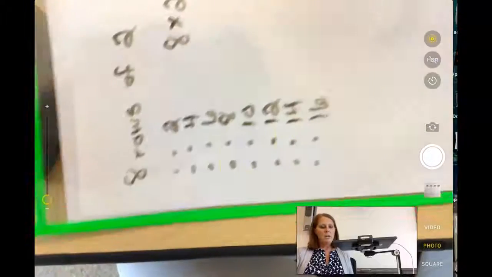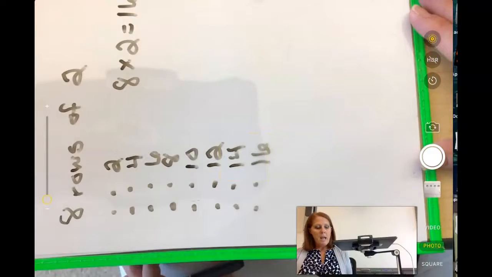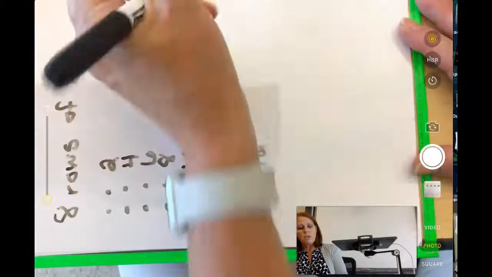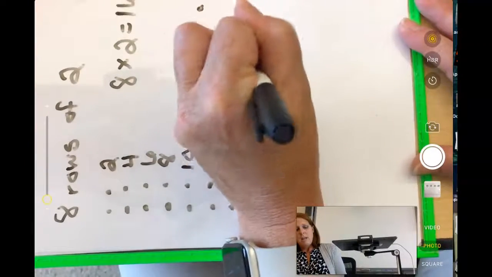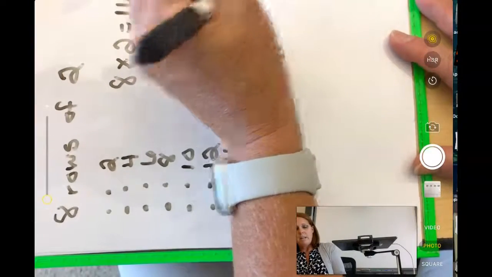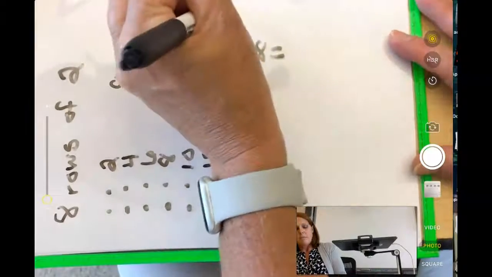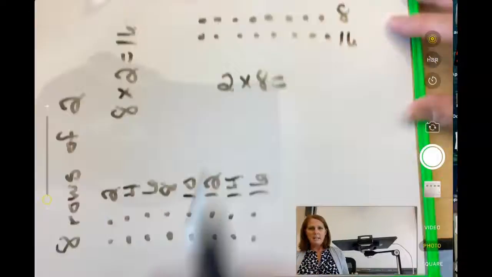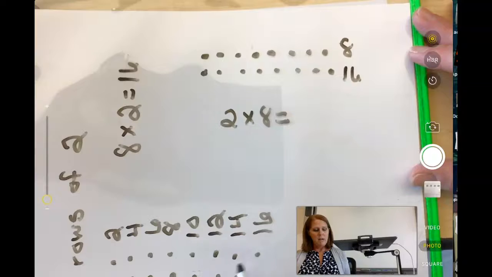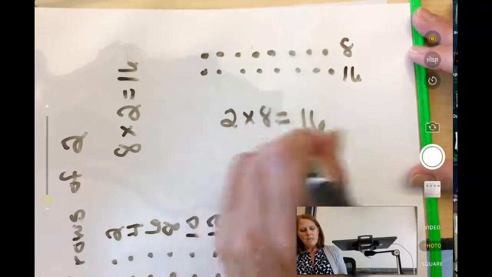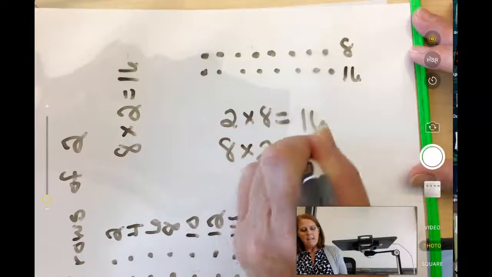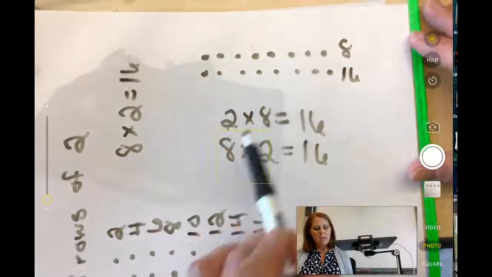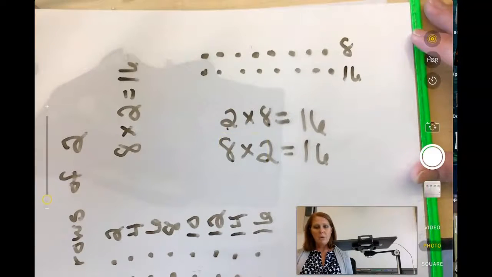Now, we can turn our whiteboard and do the same thing. We can make 2 rows, and you can see it right here. We can make 2 rows times 8 in each row. And let's see if that gives us the same thing. Now we could skip count by 8s. 8 and 16. We got the same total. So 2 times 8 equals 16 is the same as 8 times 2 equals 16. The only thing that changes is where our factors are. We still end up with the same total.